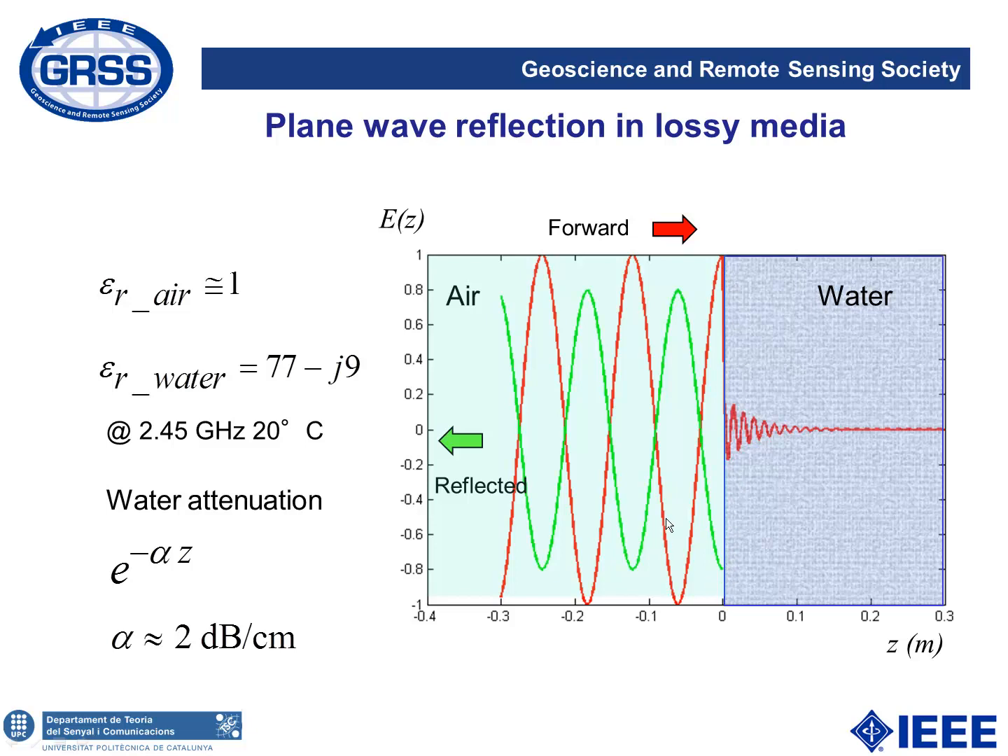Well, let's take a look at the permittivities. The permittivity of air is almost 1. The permittivity of water, where we include the losses of water here, is 77 minus j9, so very high permittivity compared to air.